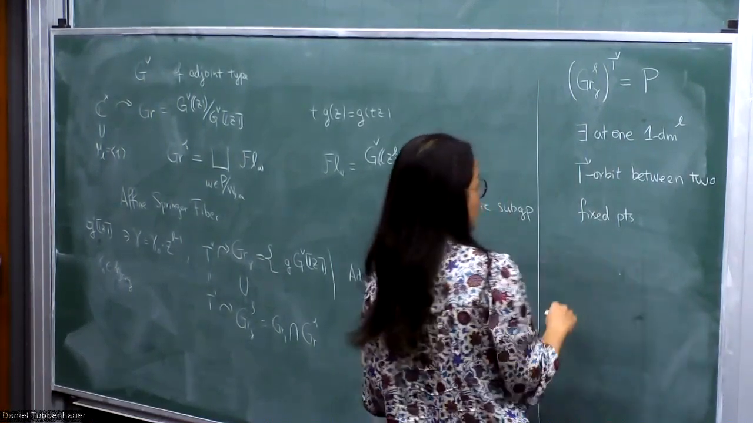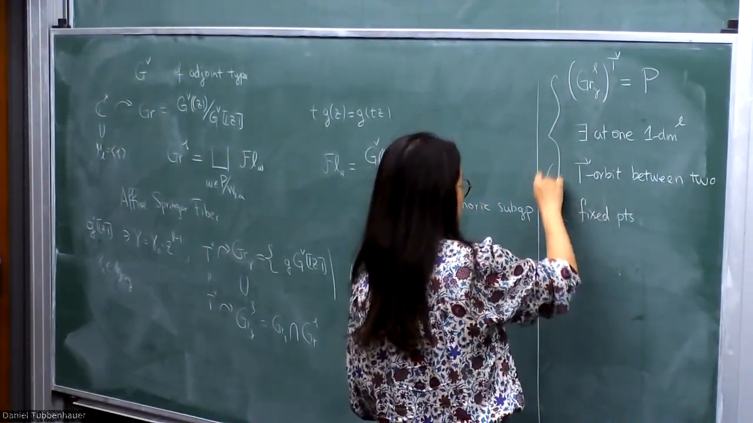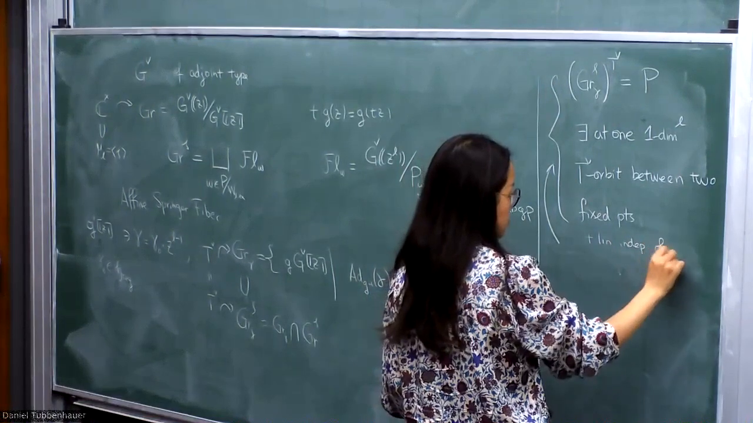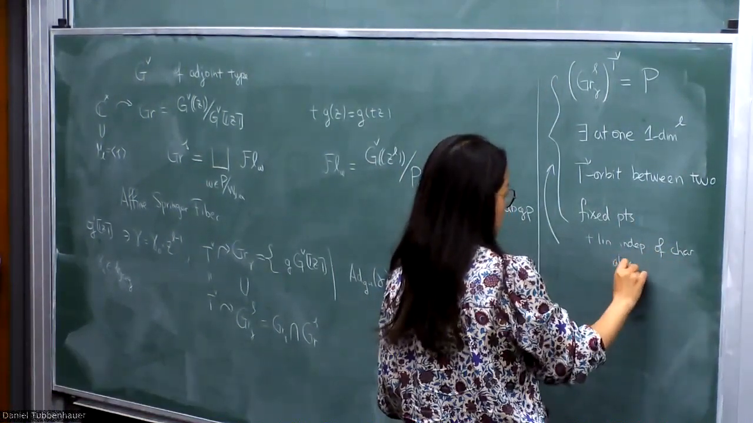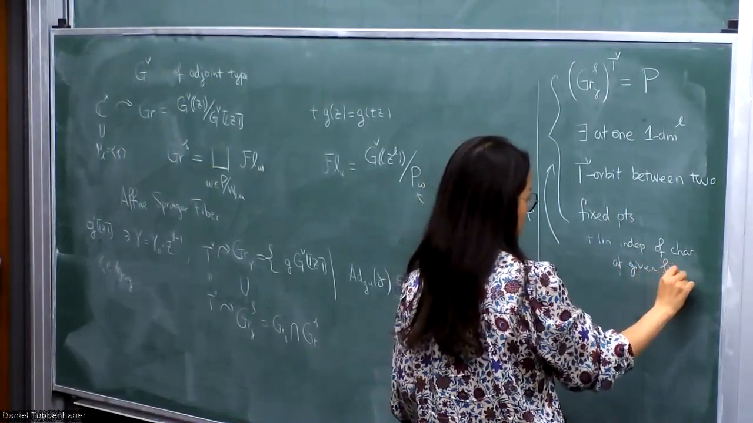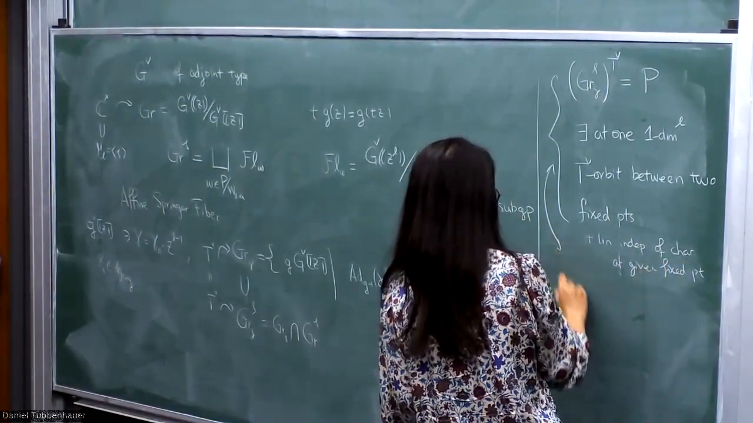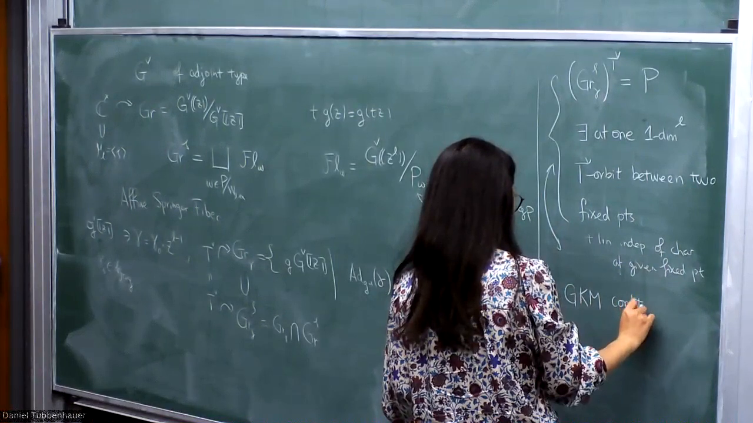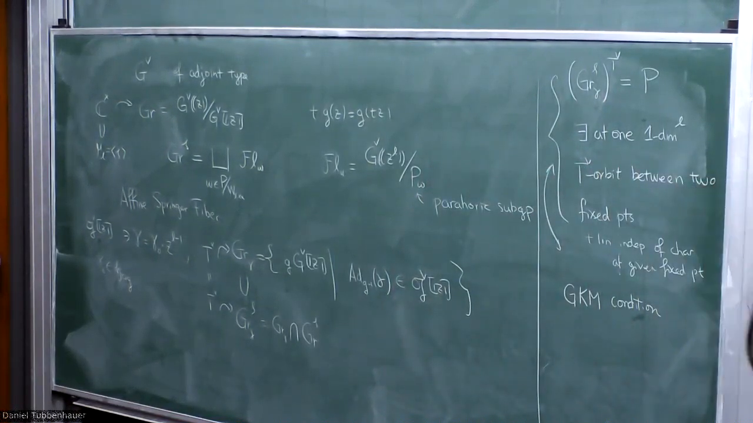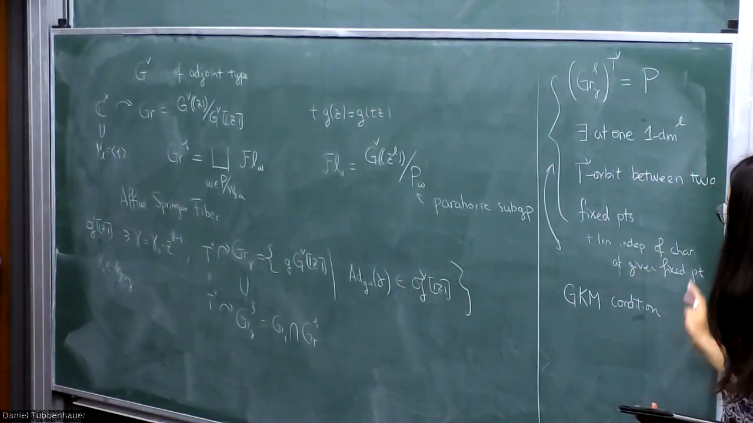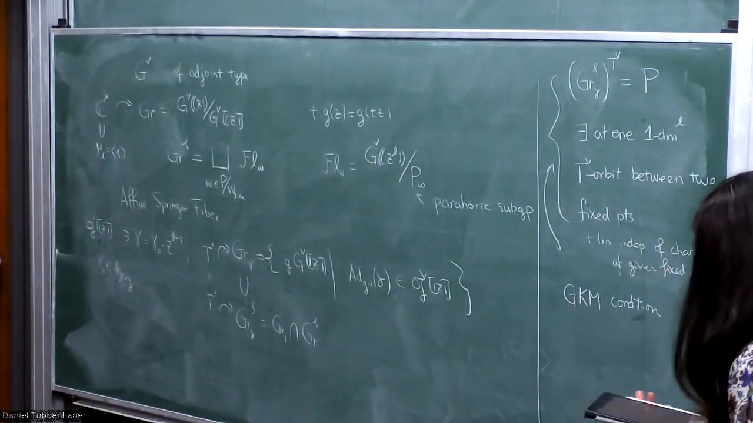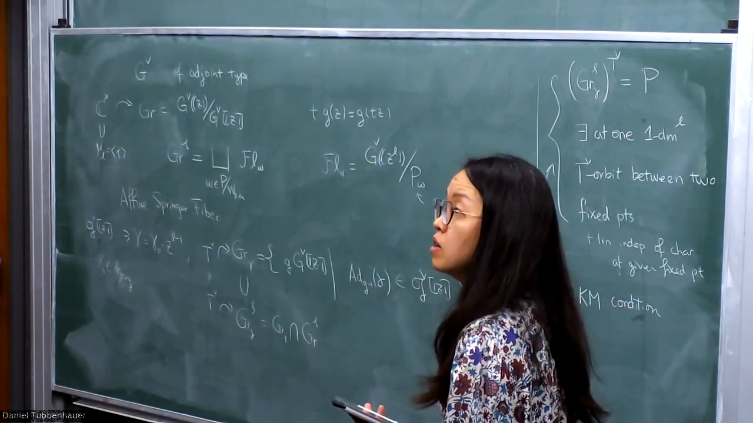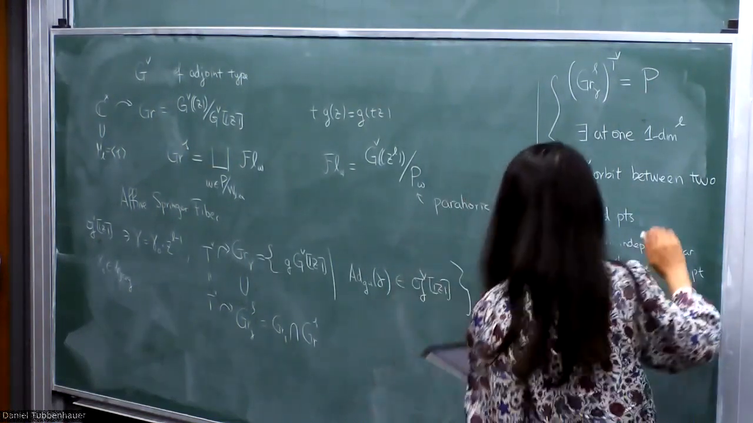So in the literature, we will see this as the pairwise linearly independent character condition. This is usually referred to as the GKM condition, where GKM stands for Goresky-Kottwitz-MacPherson, because for such varieties they give a description of the equivariant cohomology. Isn't it pairwise? Like linear independence is very strong. Oh yeah, pairwise.